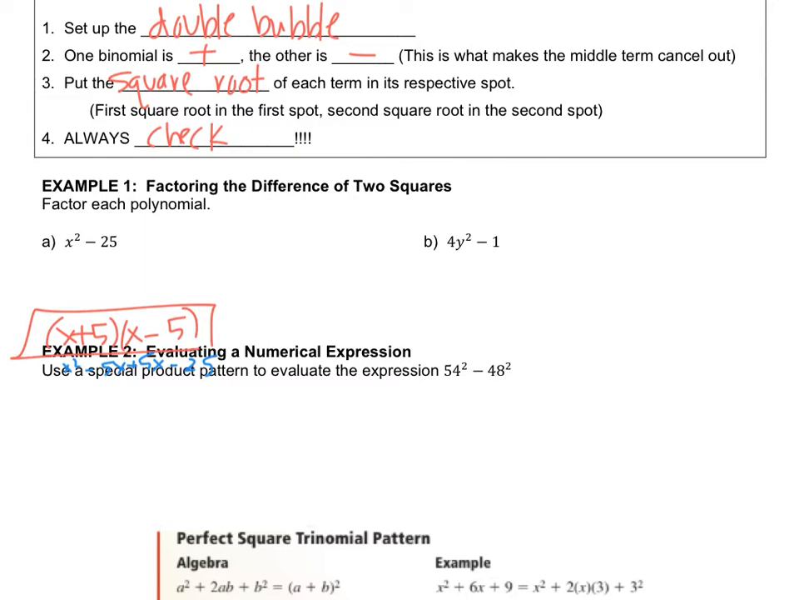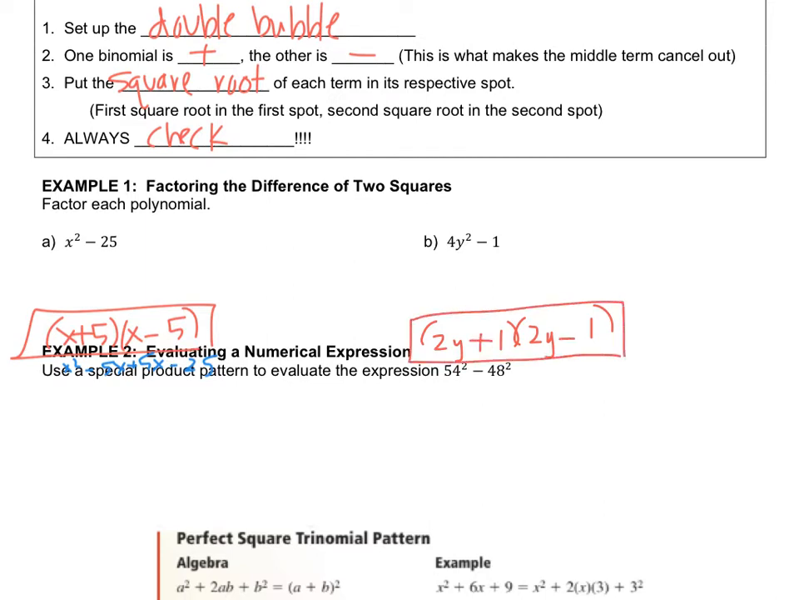All right, this next one, same thing. It's a difference. It's a binomial, and each term is a perfect square. So let's set up our double bubble. 4y squared is 2y times 2y. 1 is 1 times 1. One binomial is plus, the other is minus, and then that's your answer.